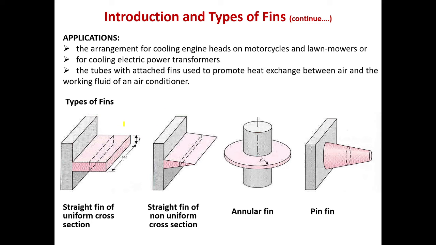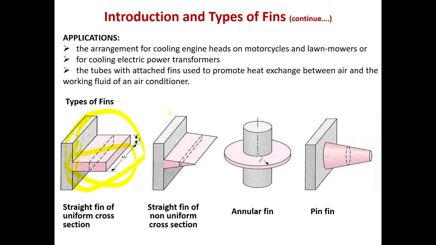So we can see the types of fins in the diagrams. First of all, this is a straight fin of uniform cross section. It is straight here and straight here also, and the cross section is uniform everywhere. Here it is fixed, and the cross section is uniform here also.